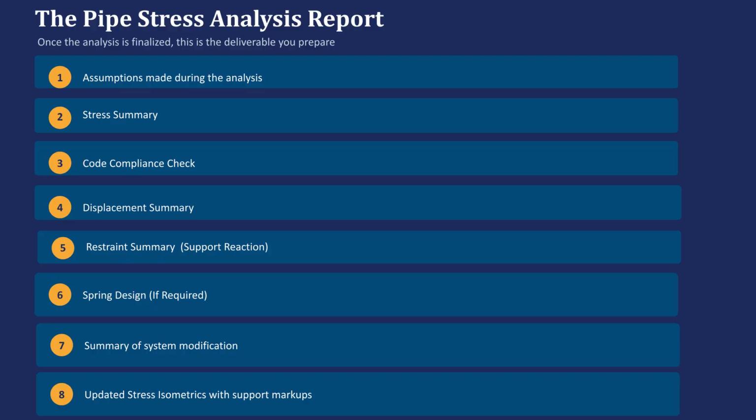Once your analysis is finalized, this is the deliverable you prepare: the pipe stress analysis report. It needs to include the assumptions made during the analysis, a stress summary, a code compliance check, a displacement summary, the restraint summary, meaning support reactions, the spring design, if required, a summary of any system modifications, and finally, the updated stress isometrics with support markups. This report is the record of everything you did and why. It needs to stand on its own for anyone reviewing the design afterward.